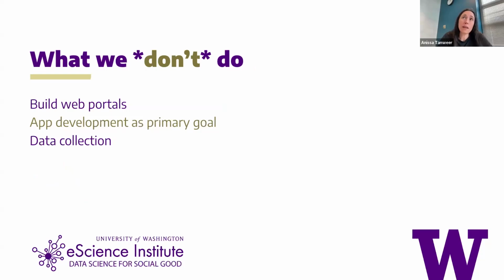There are a few things that we don't do because we're not really set up to support these with the structure and the expertise that we have on hand at the eScience Institute. Every year we get some proposals in these spaces that are really valid and wonderful projects that are important and going to make a difference in the world, but just aren't really aligned with the kinds of support that we're positioned to provide as the eScience Institute. So that's things like building data portals that are web-based, doing app development as a primary goal.